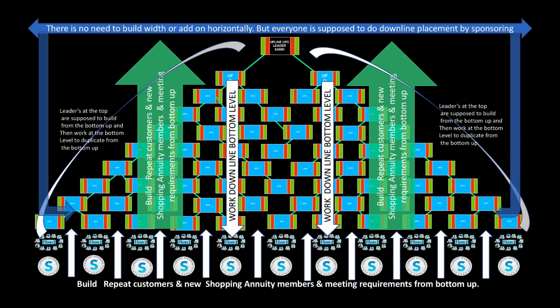So we build repeat customers and new shopping annuity members, and we do meetings, and then there's requirements for everybody in the program that ensures it's solid with new volume and regenerated volume from the bottom up. And the leaders at the top are supposed to build from the bottom up and then work at the bottom level to duplicate them. So we basically go from the top down to build from the bottom up. And that's the way the plan works.